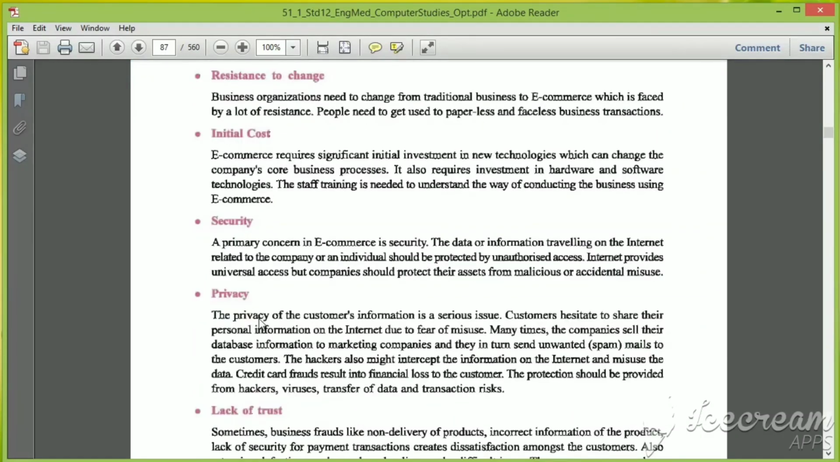Third one, security. A primary concern in electronic commerce is security. The data or information traveling on the internet related to the company or individual should be protected from unauthorized access. The internet provides universal access, but the company should protect its assets from malicious code or accidental misuse.